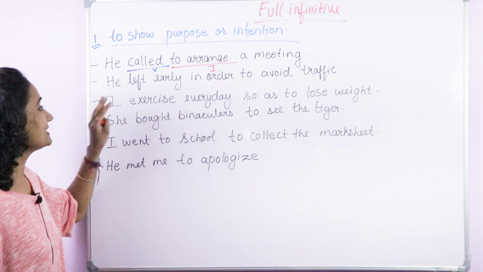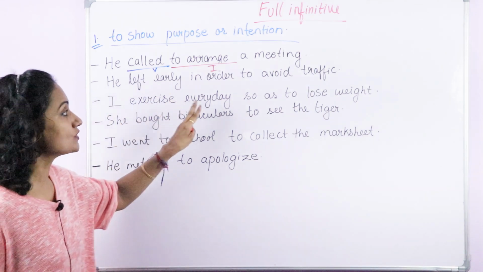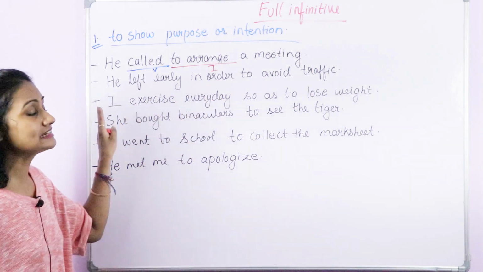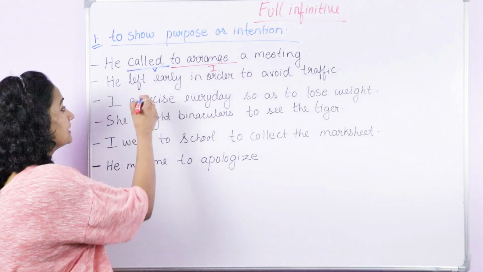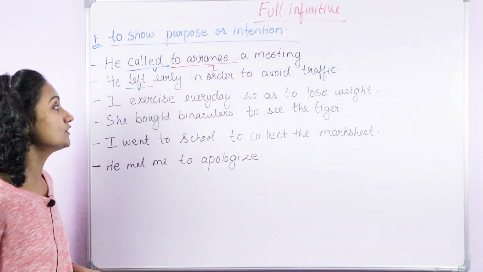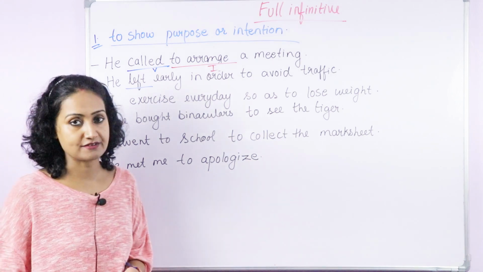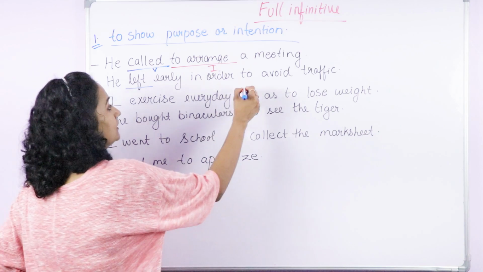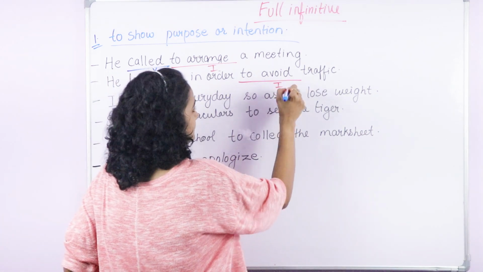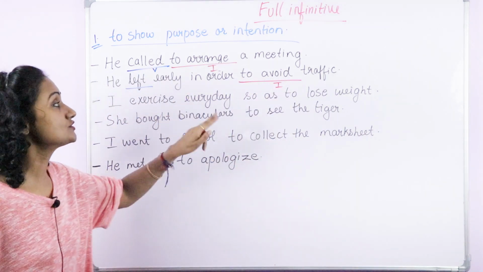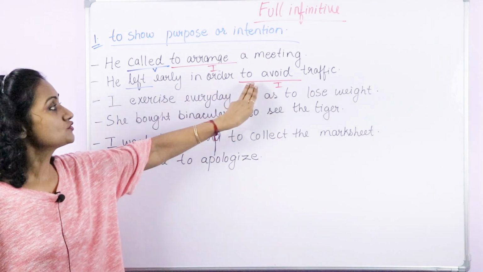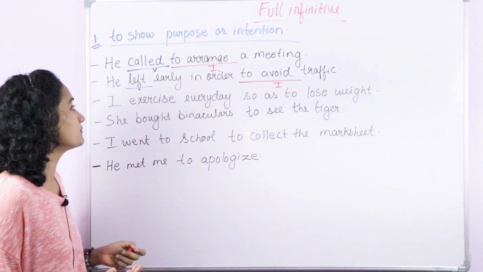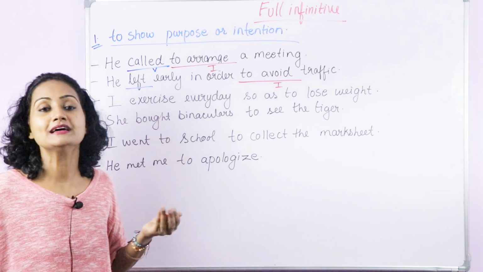Okay, now next is he left early in order to avoid traffic. So why did he leave early? So main verb is left. Why did he leave early? In order to avoid traffic. So sometimes we use in order to. Okay, to avoid, this is an infinitive. So again, in order to avoid. So here to avoid is telling the purpose of the verb left.